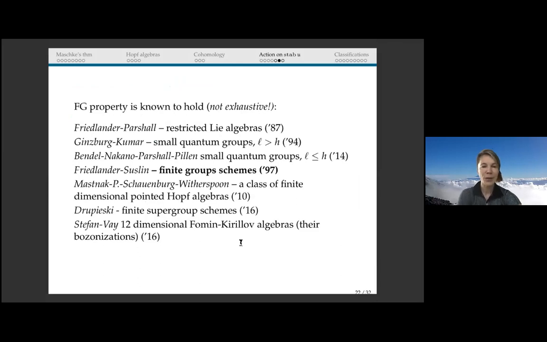Okay, so I'm going to list some things which are known, and I just have to apologize. It's not an exhaustive list. There are tons of results, and I'm probably not aware even of some of them, but I'm going to list some.